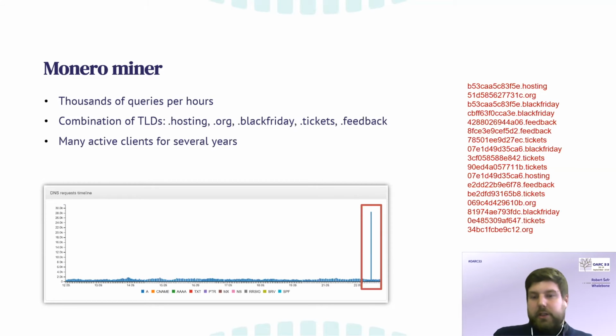And we actually see this malware active for like 2 years. And in many networks, there are still a huge number of infected clients. You can see that during 1 hour, such an infected client is able to send about 30,000 queries. Even more, we have seen occasions where it was almost 100,000.